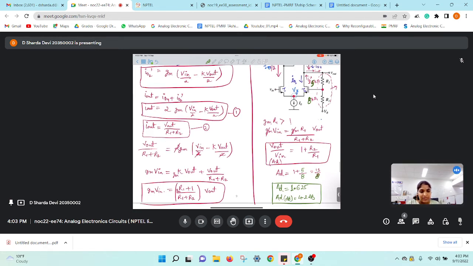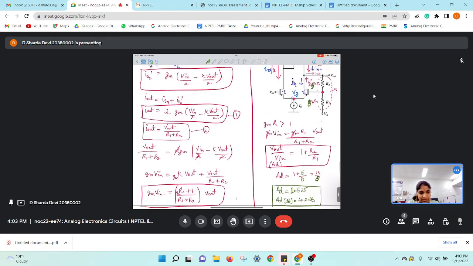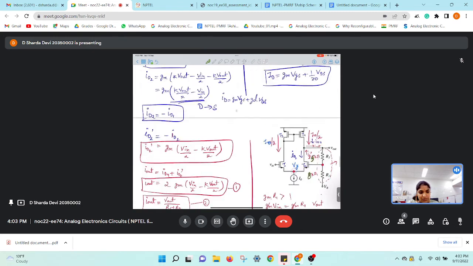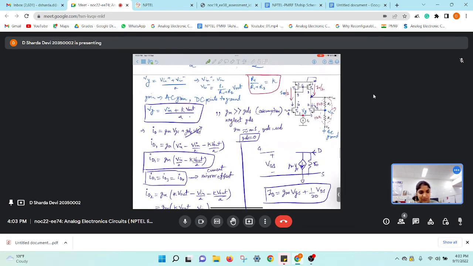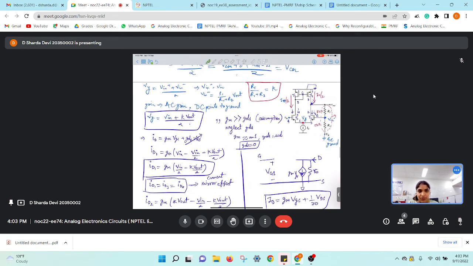So is this derivation clear? We went step by step, right? थोड़ा lengthy derivation है, but it's very simple derivation. Lengthy but very well explained by you. You got it, right? Yes, ma'am. So you understood, no?